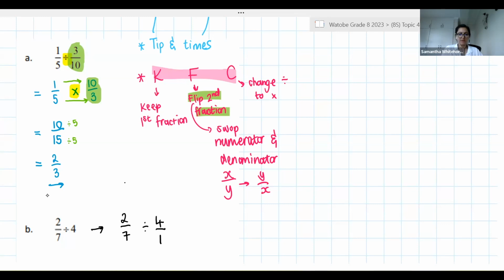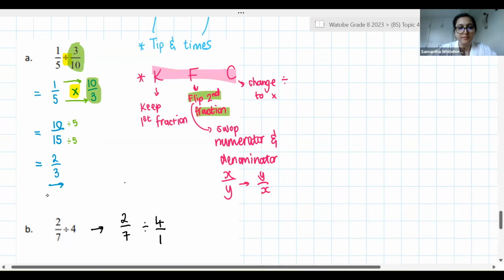Remember, always double check if you can simplify. Remember, guys, I don't want any hands just yet. And remember, your answer should be fractions, not ratios. We aren't working with ratios, we're working with fractions.